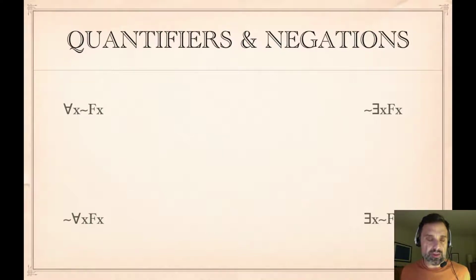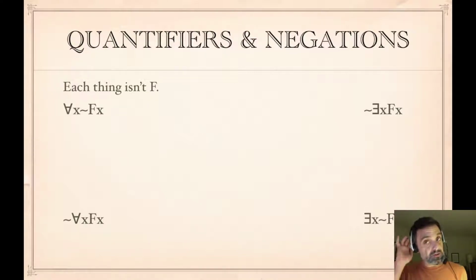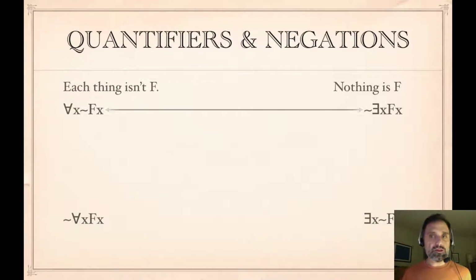So the top left says that each thing isn't F. So each thing isn't a frog. And the top right says nothing. It says, is there something that is a frog? No. So it says nothing is a frog. These are equivalent. If everything is not a frog, then are there any frogs? No, nothing is a frog. And if nothing is a frog, then each thing isn't a frog. So those are equivalent.